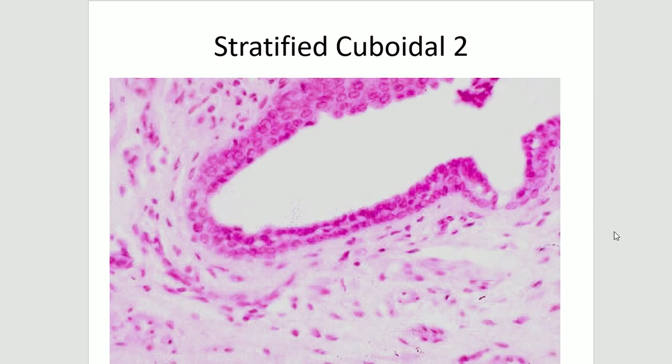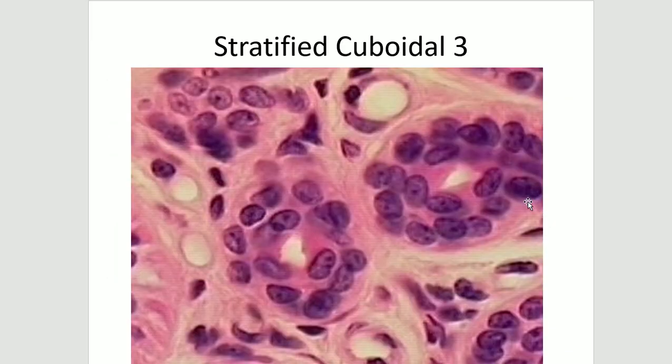Stratified cuboidal here. You can see the layers. Stratified cuboidal here. So cuboidal cell, cuboidal cell, cuboidal, cuboidal, another layer around that, and a hollow tube in the middle.